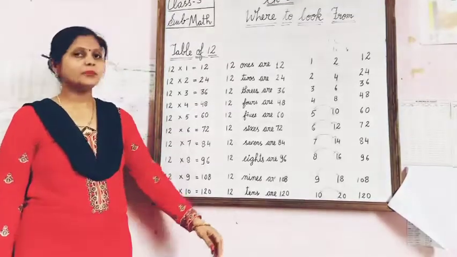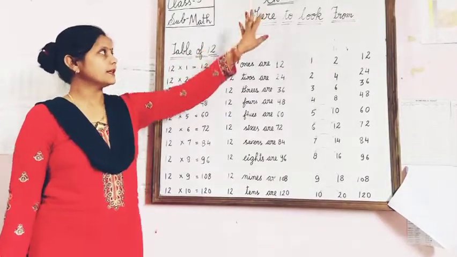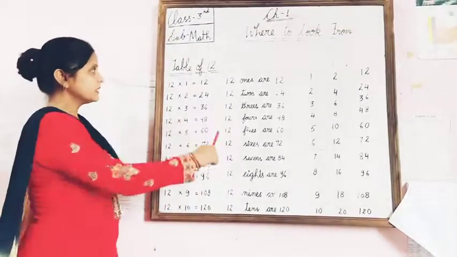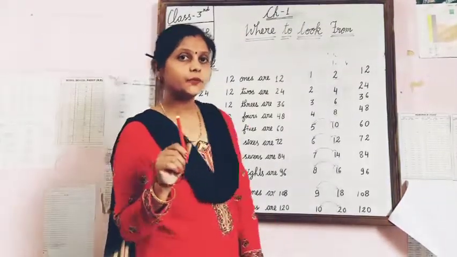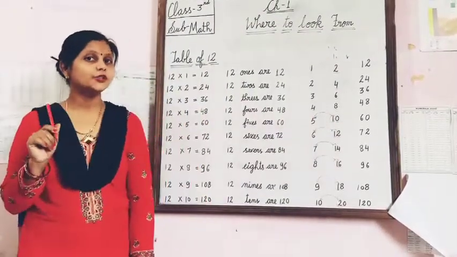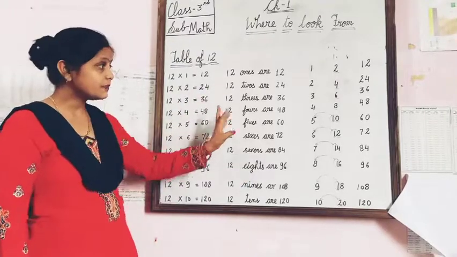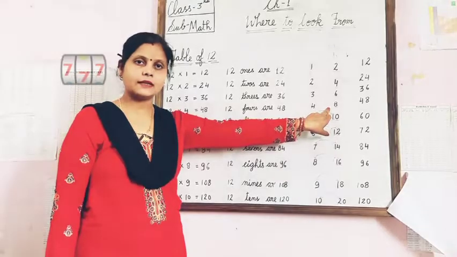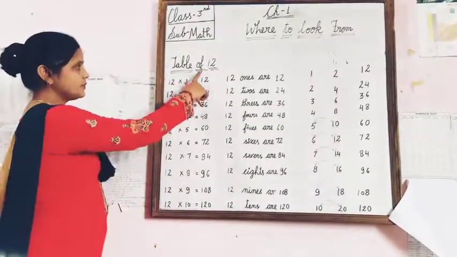I already completed my first video in chapter 1, but this is the second video of chapter 1. Table of 12. I have already taught you the tables of 0 and 1, which also have a new pattern. Here it is also the same, but there is a second method for the table of 12. Now I am starting the table of 12.